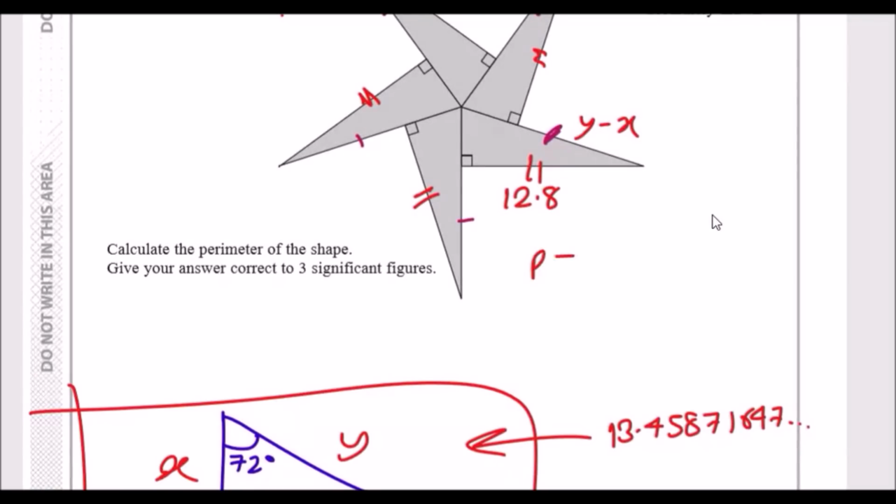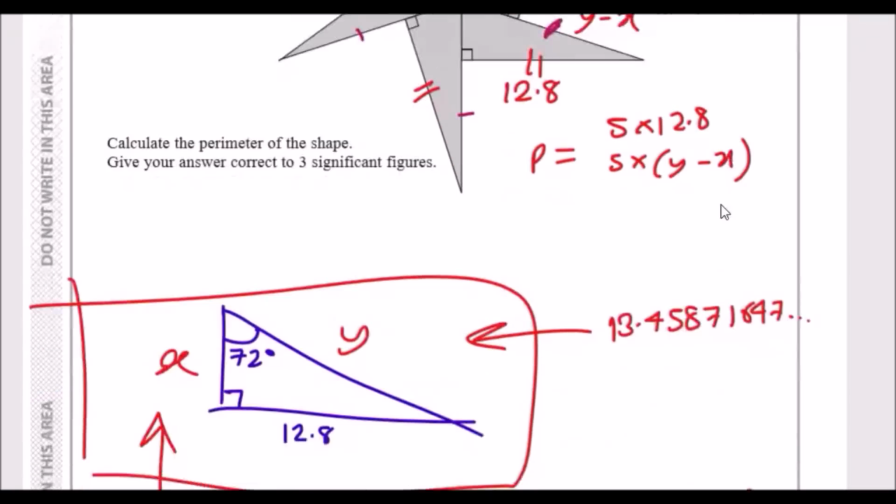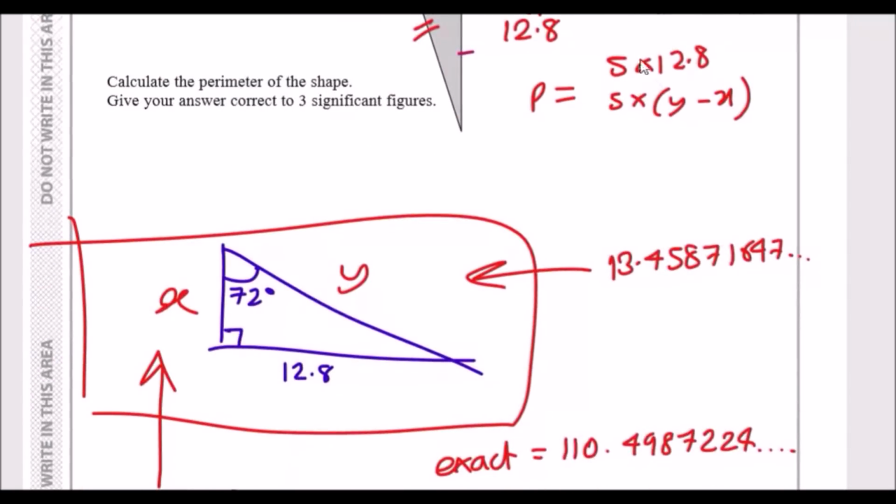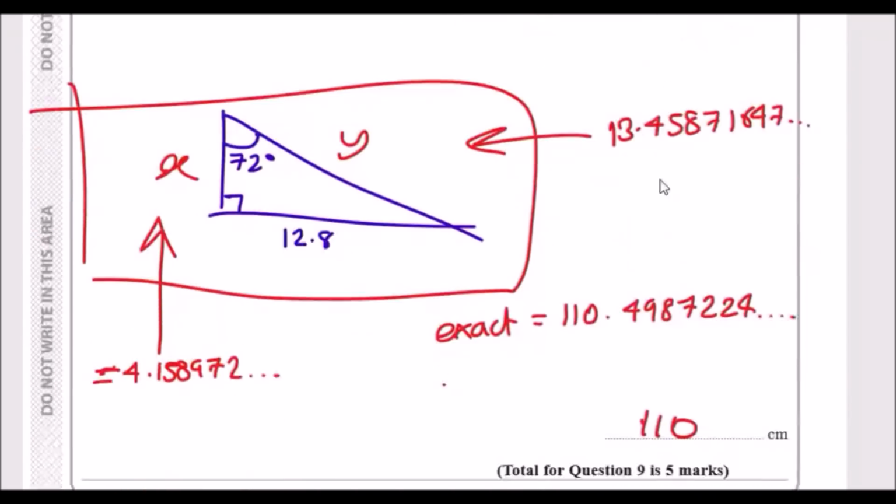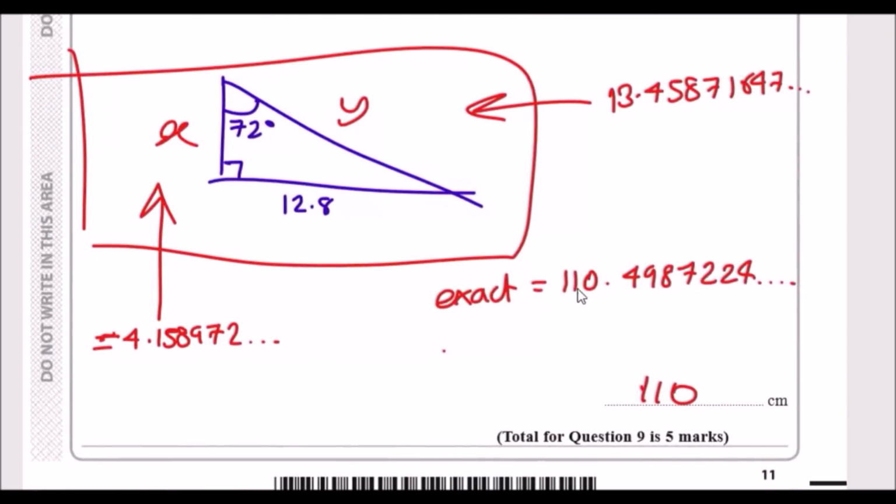So our perimeter therefore is going to be what? 5 times 12.8 plus 5 times whatever y minus x gave us, the difference of these two. And putting this in your calculator, summing this up in total should give us about or exactly 110 point so on. And to 3 significant figures, we look at the fourth value here. It's less than 5, so must be 110.